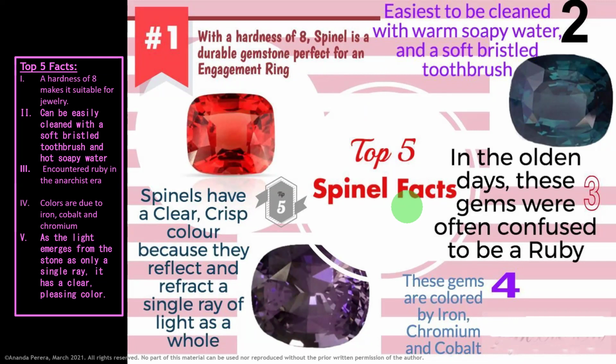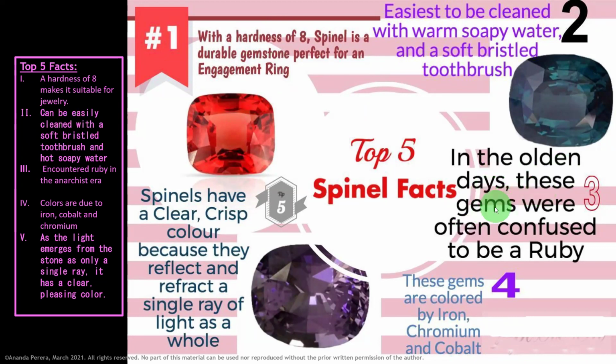First one is, with a hardness of 8, spinel is a durable gemstone, perfect for an engagement ring. A hardness of 8 makes it suitable for jewelry. That is the number 1 fact. Number two is, it is easily cleaned with warm soapy water and a soft bristled toothbrush. It is mentioned here.